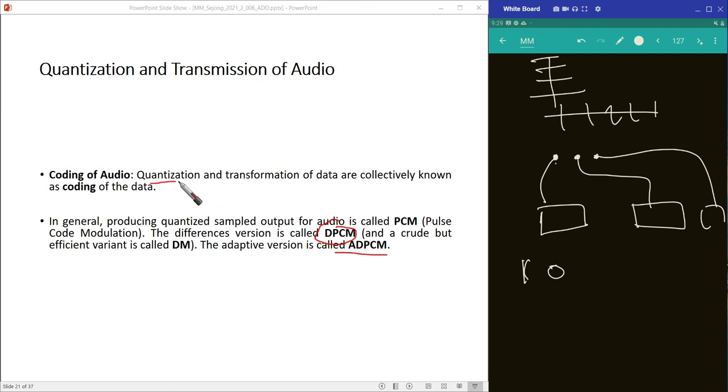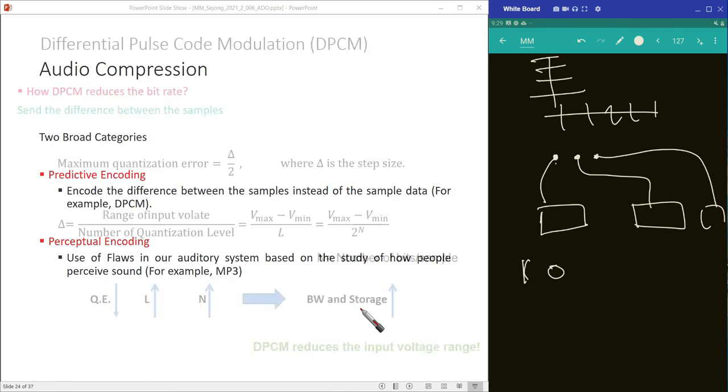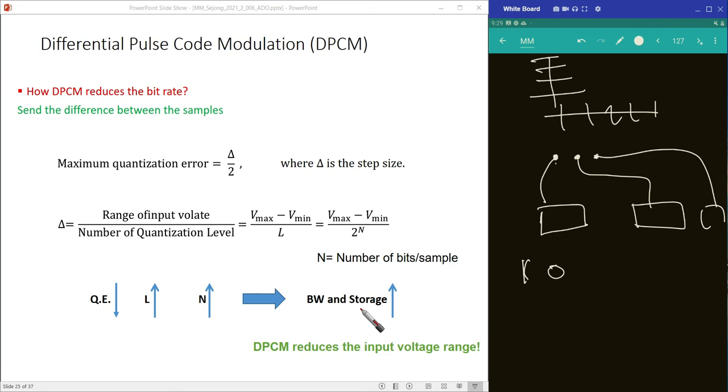We just need this quantization concept and maybe this sampling concept, the quantized sample output, and we will see how DPCM works to compress. So this is basically how we compress our data. That's called DPCM, differential pulse code modulation. Perhaps in the next part we will start with that, audio compression and DPCM. Okay, anyway, let's go to the next part.